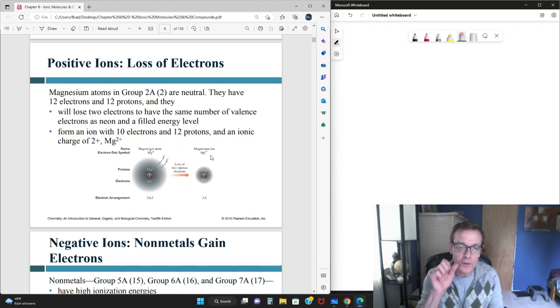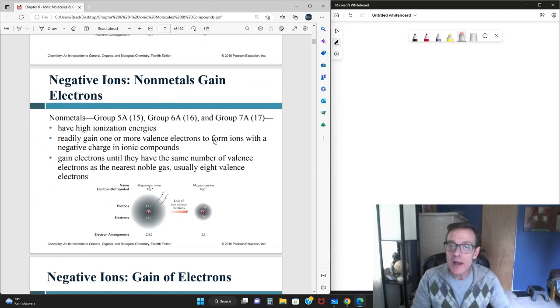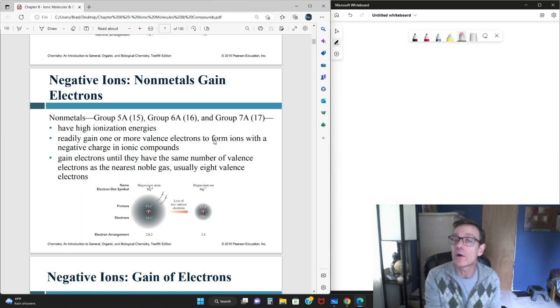Okay, so that's group 1A, 2A, and 3A, all the metals giving up either 1, 2, or 3 electrons, forming ions with +1, +2, or +3, depending on the group and the number of valence electrons lost. Okay, so the non-metals, so we skip group 4. We'll come back to group 4, especially in organic chemistry.